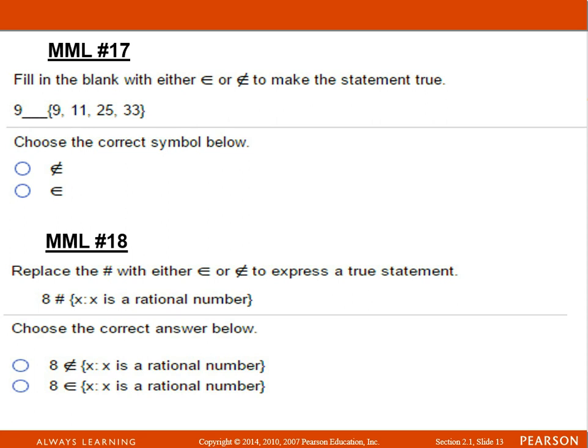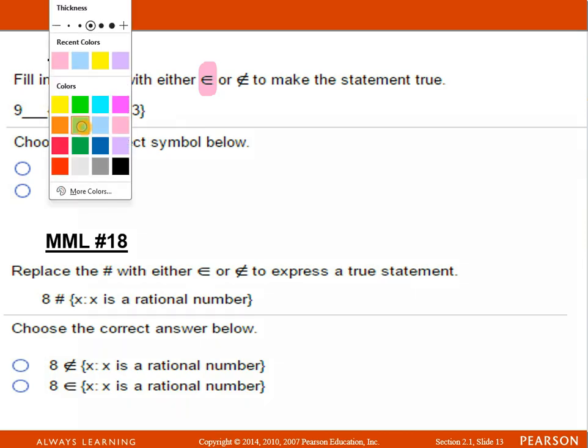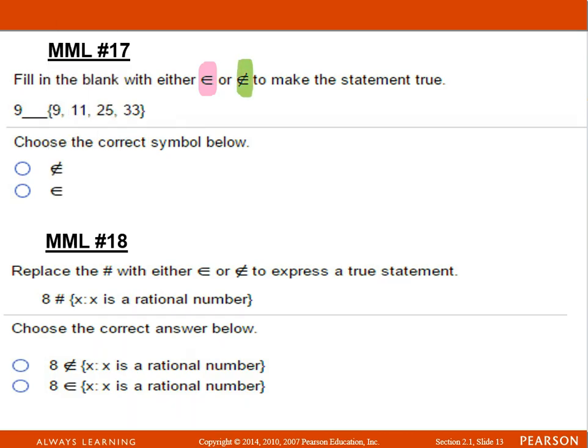Okay, 17 and 18 utilize the symbol "is an element of," which is this one. The one with a line through it is "is not an element of." When I look at my choices here, it says fill in the blank with either of those symbols to make the statement true. Is 9 an element of this or is it not?